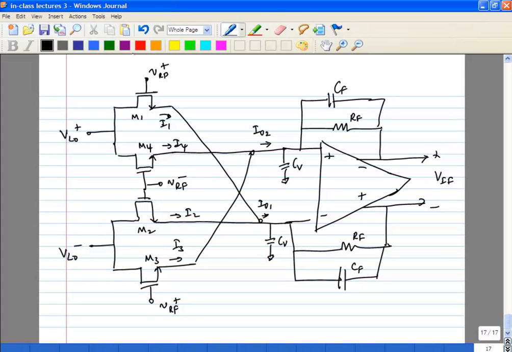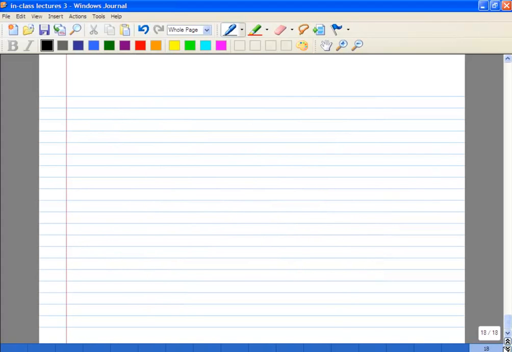And both CV and CF will give you some attenuation of high frequency components, because obviously since you're multiplying VRF and VLO, you are going to get LO plus RF, LO minus RF, you might get LO feed through terms. So you'll get a bunch of terms, you're going to attenuate those using these 2 filters. It's a second order filter. Okay, so let's look at the 4 currents.